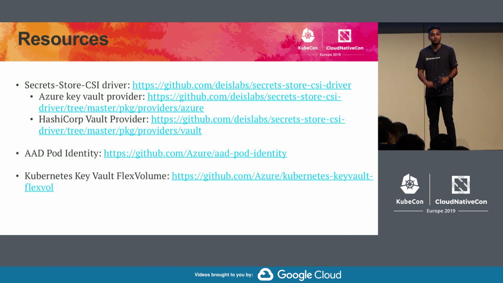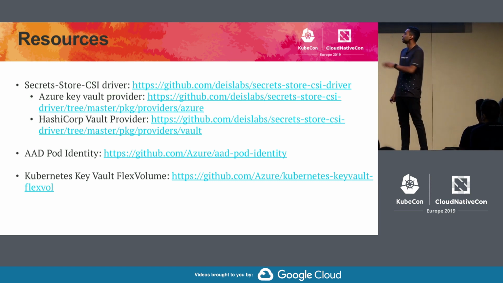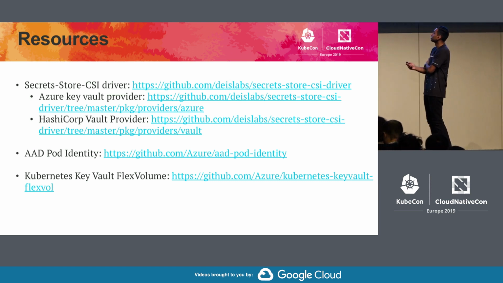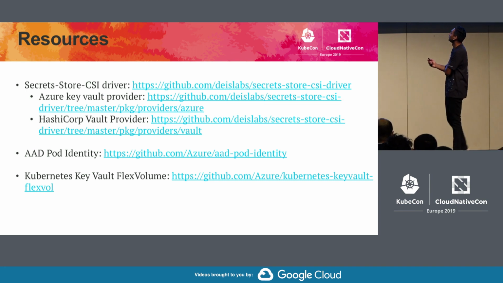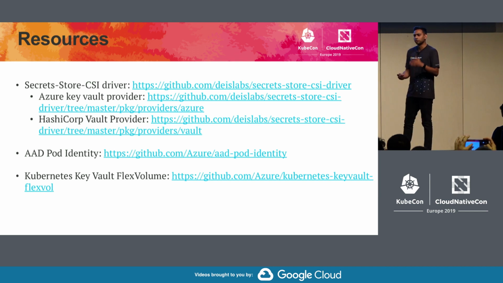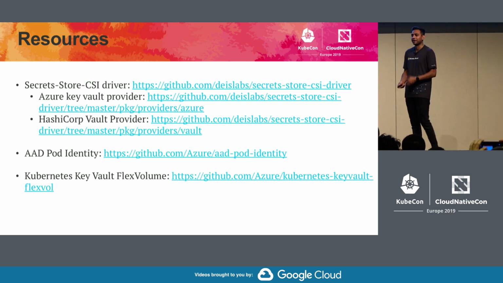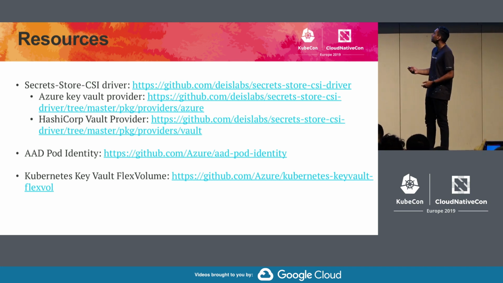So in terms of resources, we will be tweeting out slides after this talk, so no need to take pictures, it's all good. The links are right there. The Secrets Store CSI Driver is on GitHub here. It's open source, and both the providers have documentation on how to install it. So there's the first 5 minutes experience for you. It's tailor-made, so you can actually try it out and see what you think. You can use Helm charts or YAML files if you like.